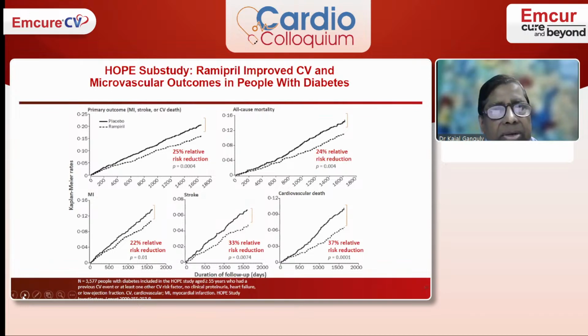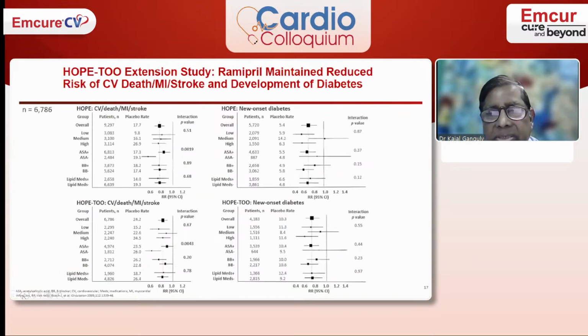Microvascular and macrovascular outcome, if you see in people with type 2 diabetes, that is the primary outcome of MI, stroke, or CV events in diabetes, it was a 20% reduction. Relative risk reduction. All-cause mortality, 24% reduction. Cardiovascular death, 37% reduction. Stroke, 33% reduction. MI, 22% reduction. Next. These are all known. We are just recapitulating for our discussion.